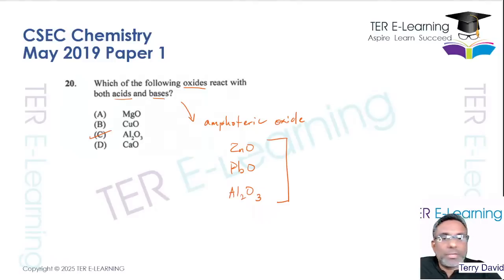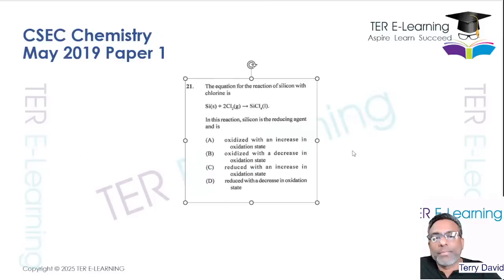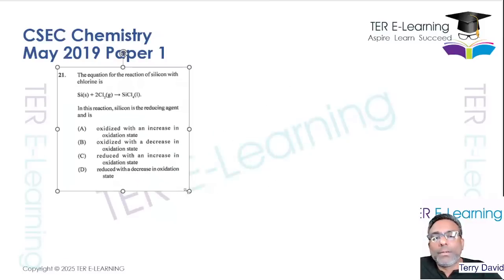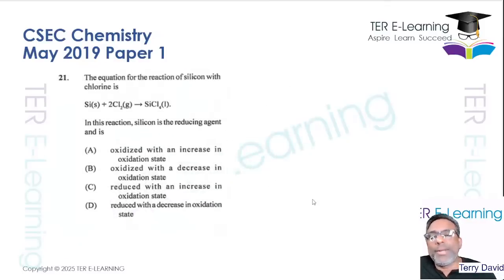What about question 21? I know students who like oxidation reduction. The equation for the reaction of silicon with chlorine is given by this here. In this reaction, silicon is a reducing agent and is what?